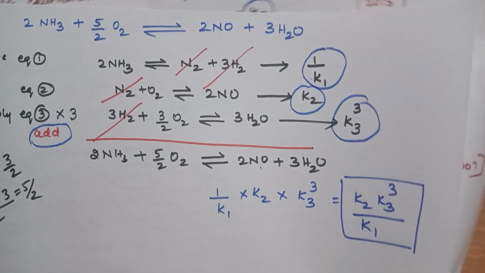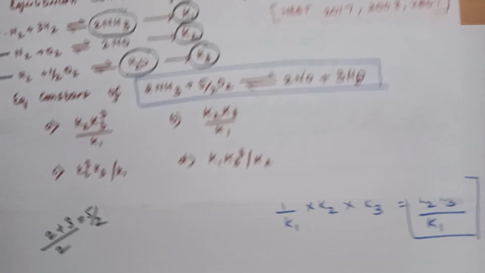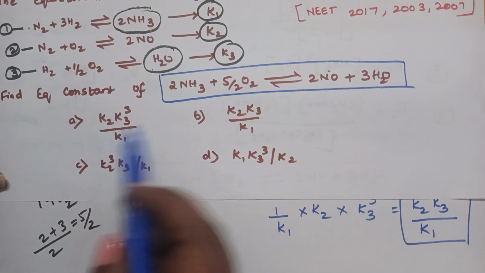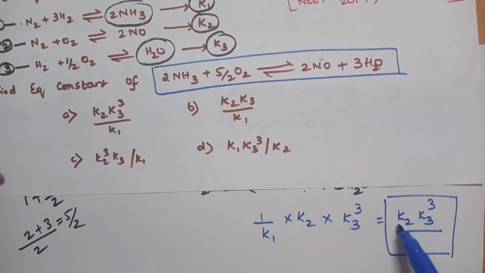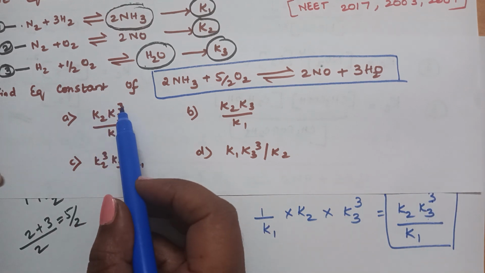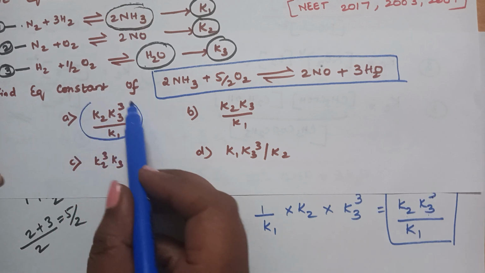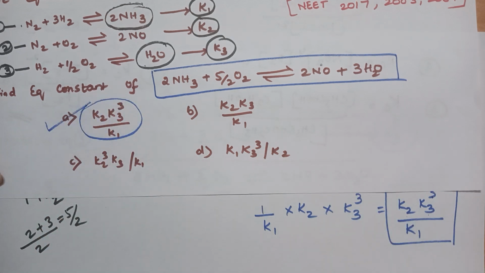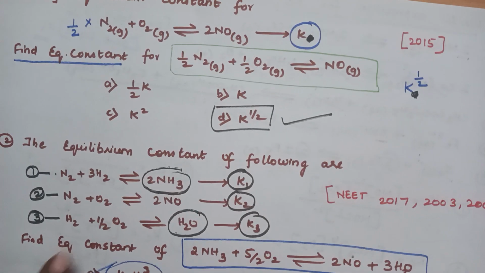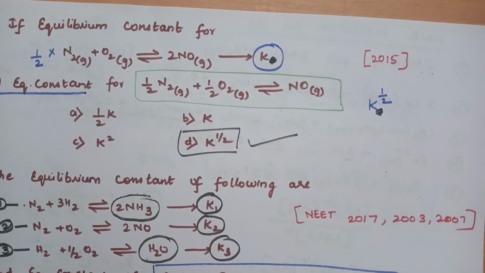So let us check whether this is given in the options. Here you can see these are the 4 options. K2 K3 to the power of 3 divided by K1. So the first option is the correct one. So students, is that clear? In the next video we will continue further.